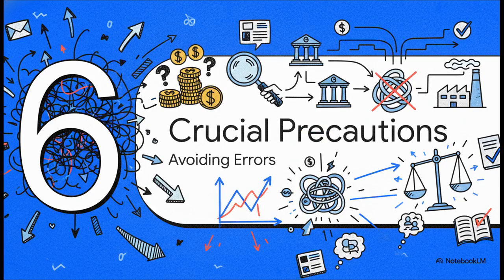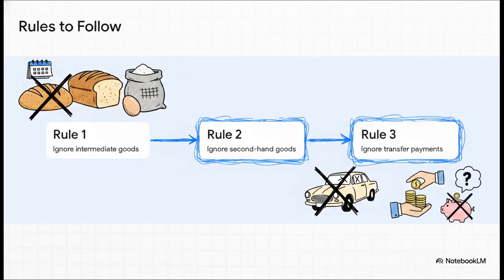All right, let's dial the energy back just a touch for our final section. Section 6, Crucial Measurement Precautions. Correctly counting an entire nation's money is basically fraught with traps. If we just blindly added up every single transaction, we'd end up with chaotic errors and massively overstated wealth. So let's rapid fire through these strict rules.